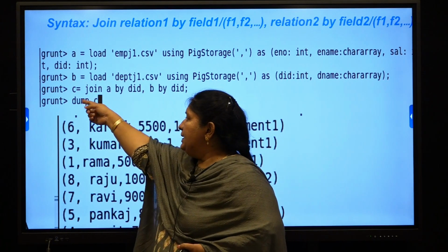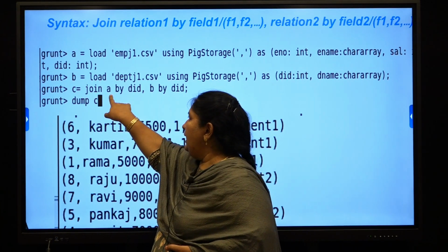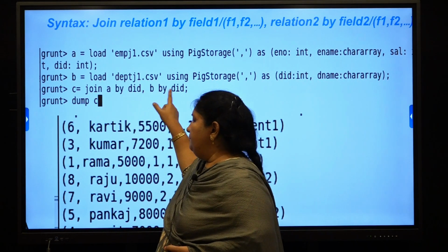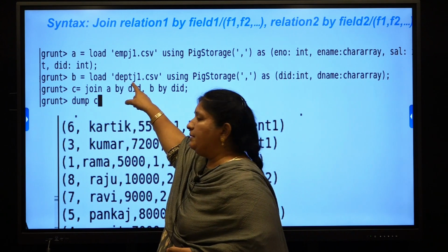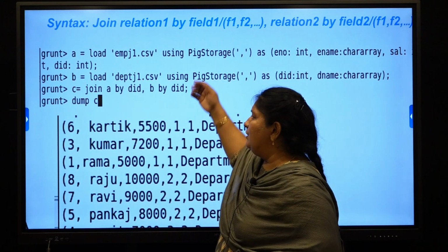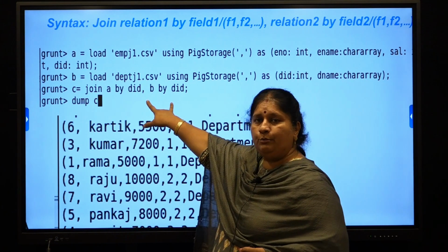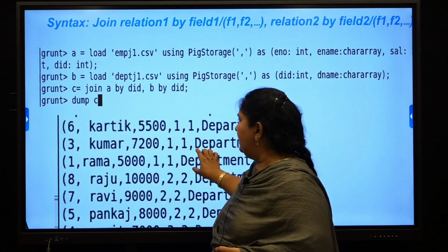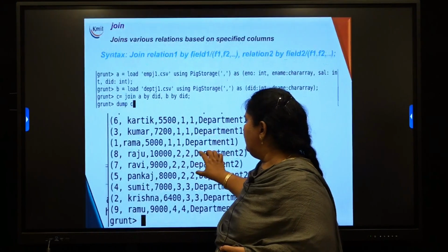So, the statement is C is equal to join A by which field? Department ID, B by department ID. B is the department relation, so definitely it has the department ID, and the employee relation also has department ID. We are joining both of them using the common attribute. The moment I say dump, this is how you get the data.